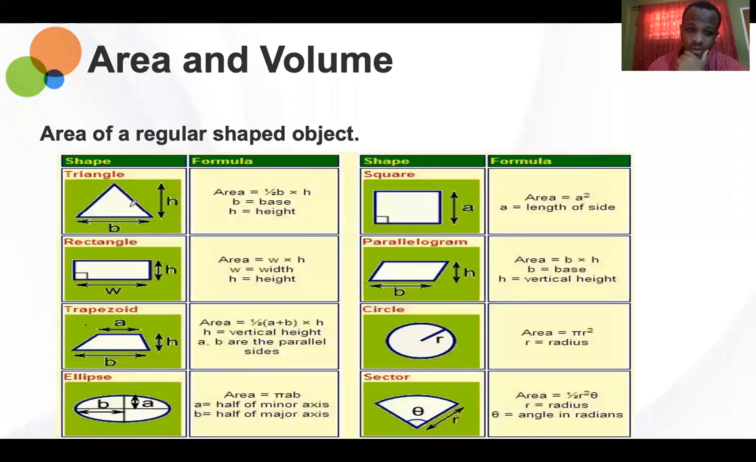We will highlight some important shapes. You won't need to know the area of, for example, a sector or an ellipse or a trapezoid. You just need to focus on the ones that you are already acquainted with. So for example, our triangle here, we need to know how to calculate the area of a triangle.